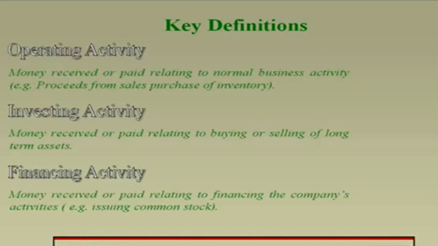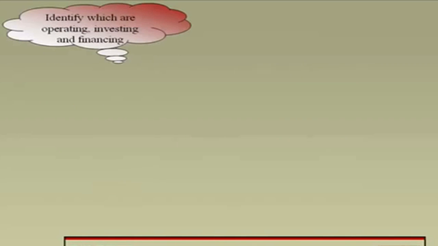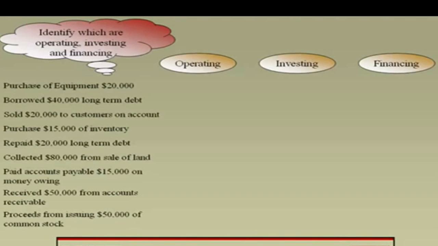I want you to do a little exercise for me. I'll give you some transactions and I want you to tell me if they relate to operating, investing, or financing activity. Have a look at this. Which of these are operating, which are investing, and which are financing? What I want you to do is stop this recording and do this exercise. Print this out and put a check under operating, investing, financing. It's very important for you to be able to differentiate between the three groups before we proceed.